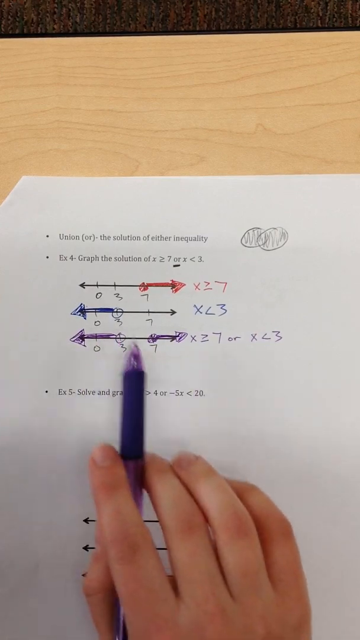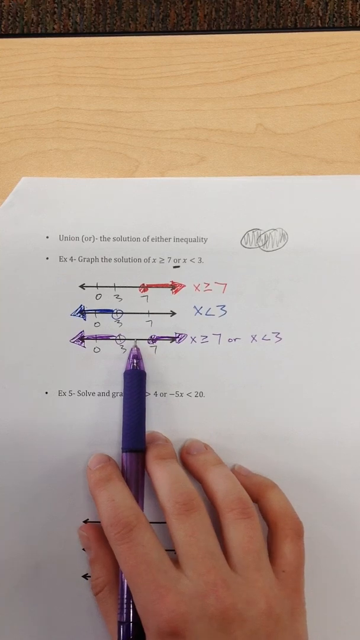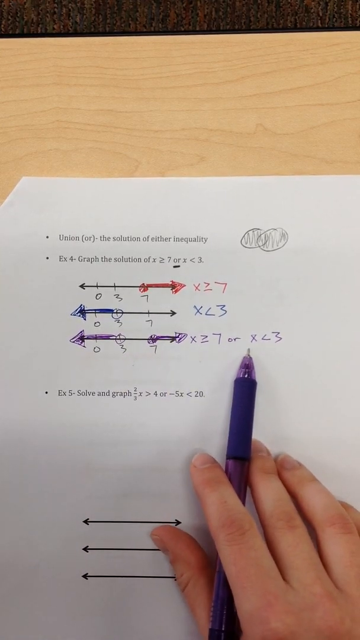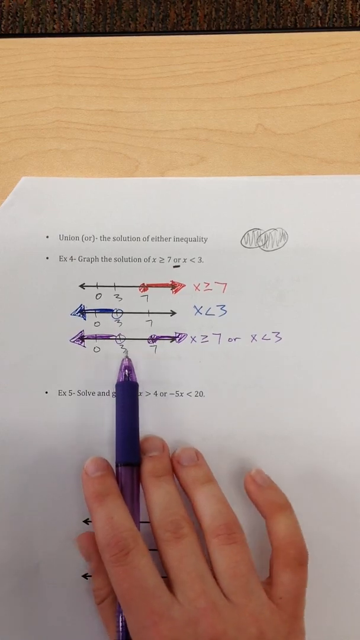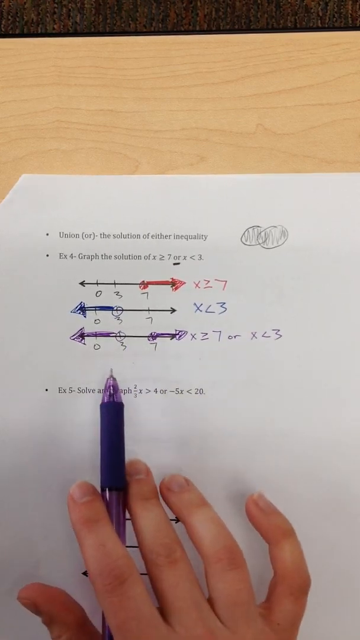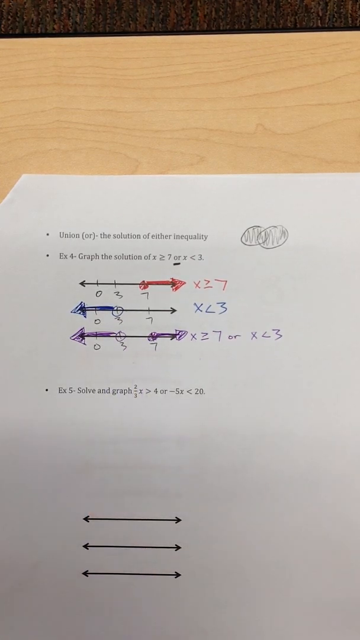The only things that wouldn't work would be numbers in the middle there, like 5 would be in the middle. So 5 wouldn't be greater than or equal to 7, and it also wouldn't be less than 3, so that wouldn't work. Same with 4, 6, that kind of thing. None of those would work because they are in that middle part which isn't shaded by anything. Okay.